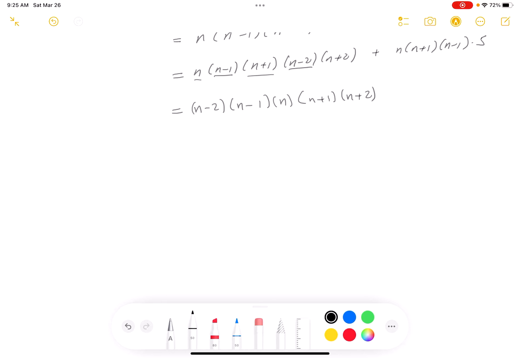All right, let's do the next one down. The next one's going to be plus (n minus 1), n, and then (n plus 1), and there's a 5. Let's take a look at that. Did I do okay with that? Let's see. They want to show that this is divisible by 30.